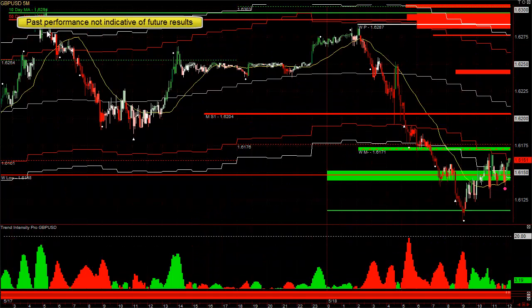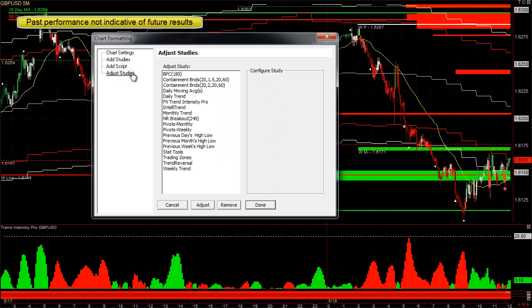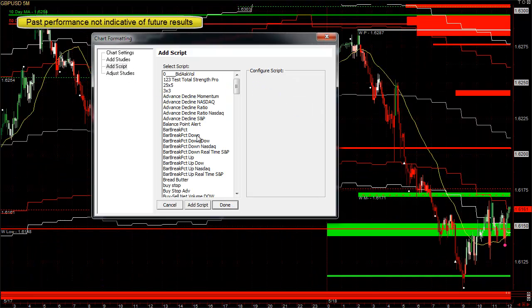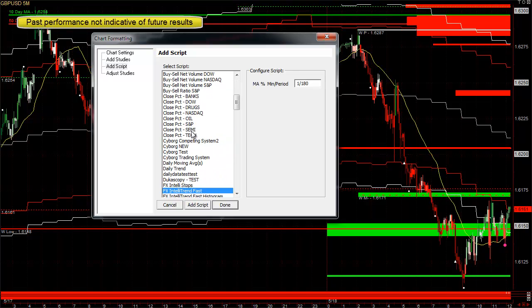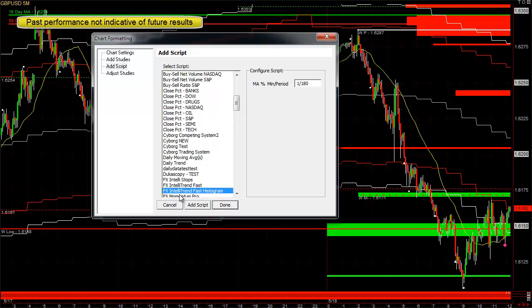Let's start with the pound dollar. And we're going to add our new FX IntelliTrend Fast and remove the Trend Intensity Pro, which is also a great tool, but it tends to be a little bit lagging compared to the new one. FX IntelliTrend Fast is a great trend tool that averages 4 of our statistical trend tools together into one reading. Whoops, hold on a second, I have put the wrong one on there.